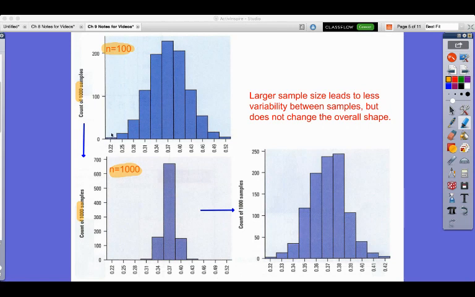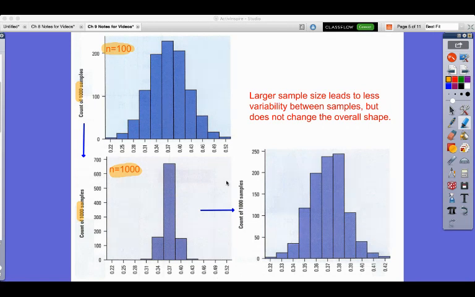The probability of me getting a bunch here when I have 100, 0.22 as a p-hat happened sometimes. Here, I never see a 0.22 because I have a sample size of 1,000. Never happens anymore, okay?